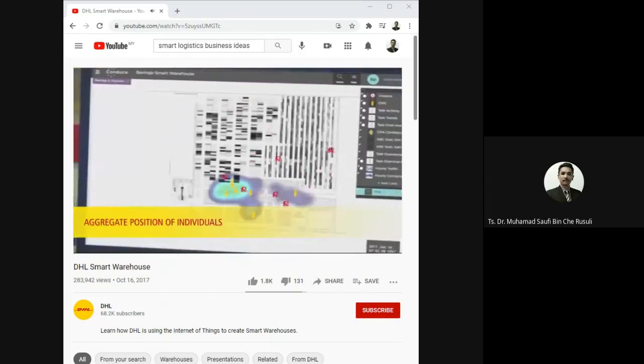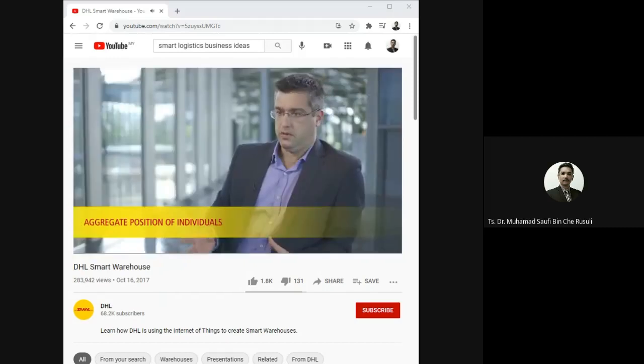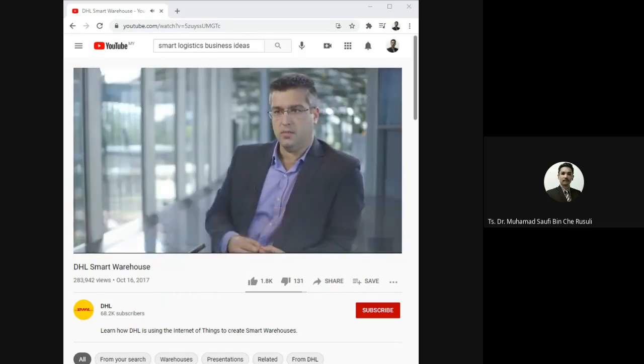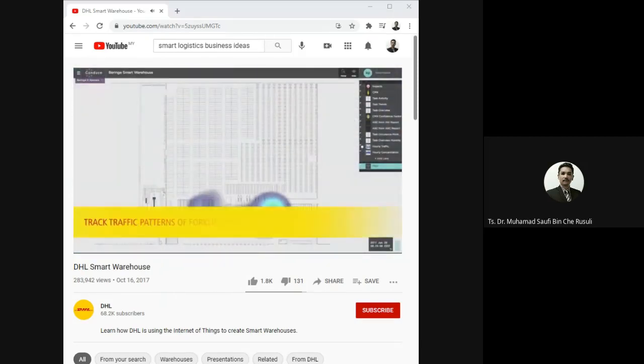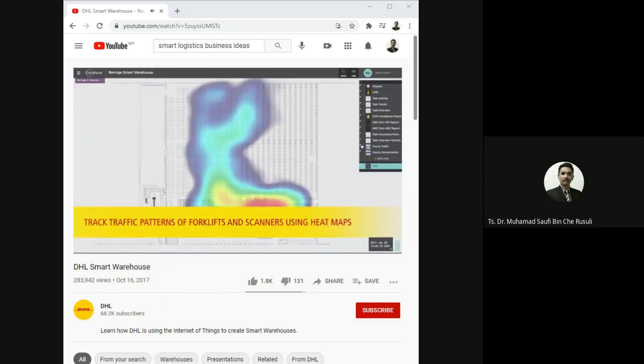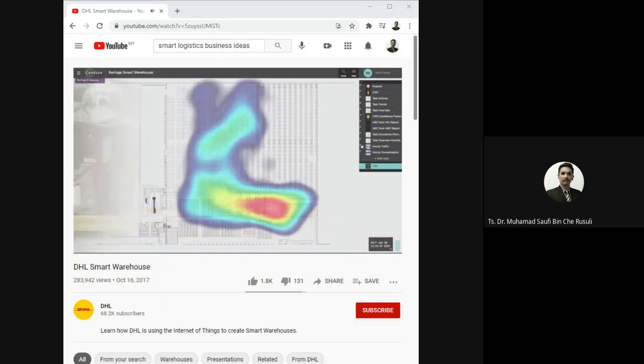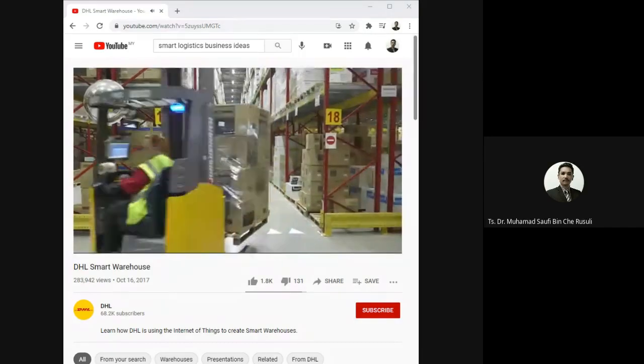And with the positioning of individuals, we can get very interesting insights, such as heat maps. The heat maps will, of course, give us where the highest concentrations of individuals are. And as a result of that, we could also bring some proactive safety measures.